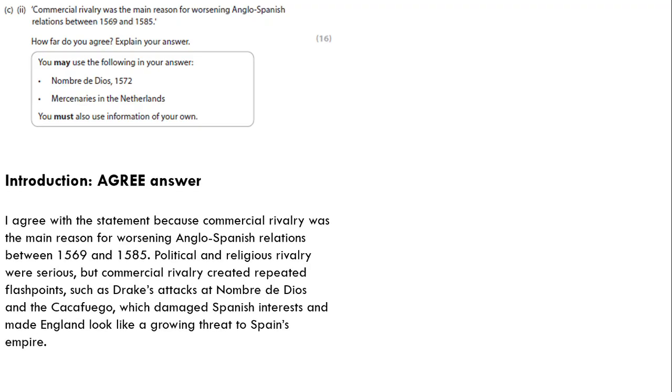So, the introduction. I agree with the statement because commercial rivalry was the main reason for worsening Anglo-Spanish relations between 1569 and 1585. Political and religious rivalry were serious, but commercial rivalry created repeated flashpoints, such as Drake's attacks at Nombre de Dios and the Cacafuego, which damaged Spanish interests and made England look like a growing threat to Spain's empire. So this agrees because commercial rivalry, unlike the other two, threatened Spain's empire and damaged Spain.